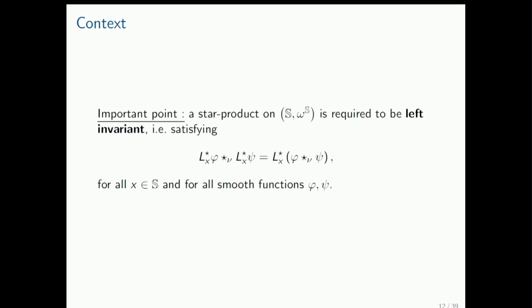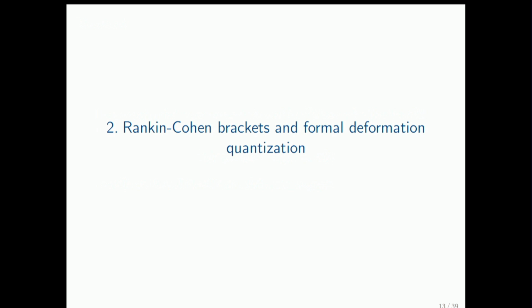An important point, when we talk about star product in this kind of manifold, we want to keep the invariance that we have on the group itself. So we want the star product to be left invariant. So we want the star product to satisfy this relation right here. Okay, so now first ingredient, Rankin-Cohen brackets.